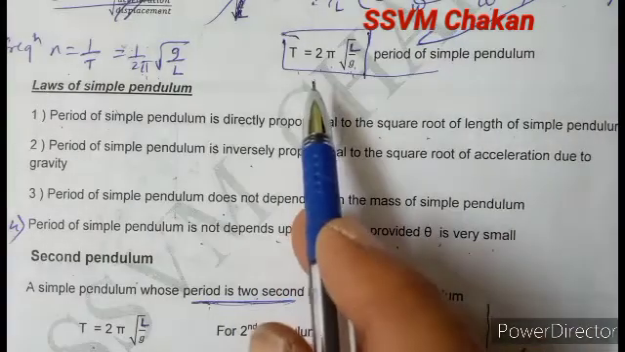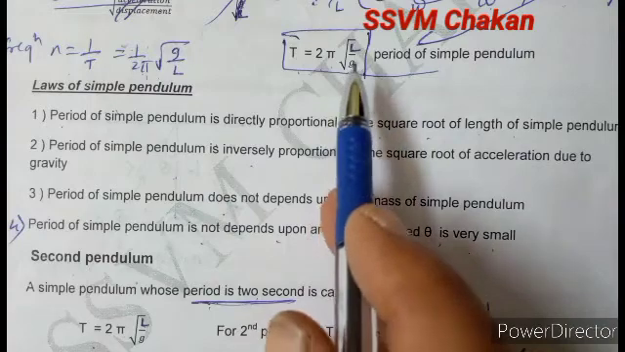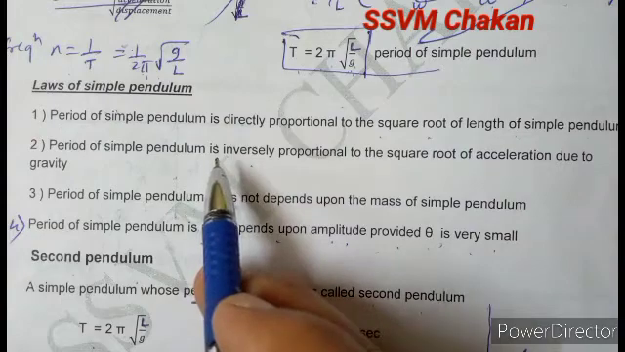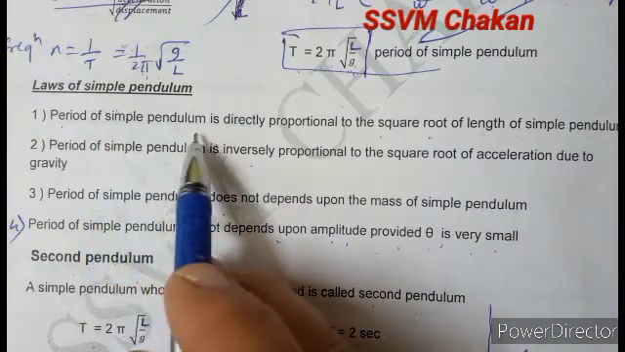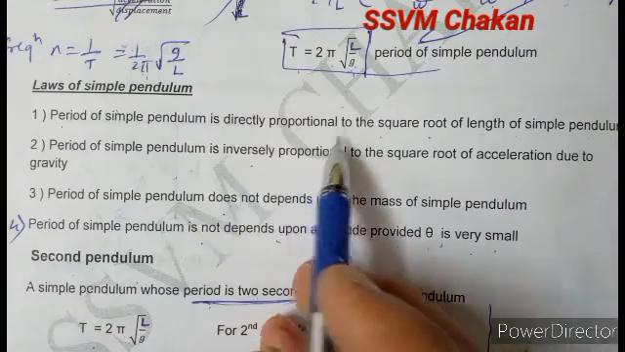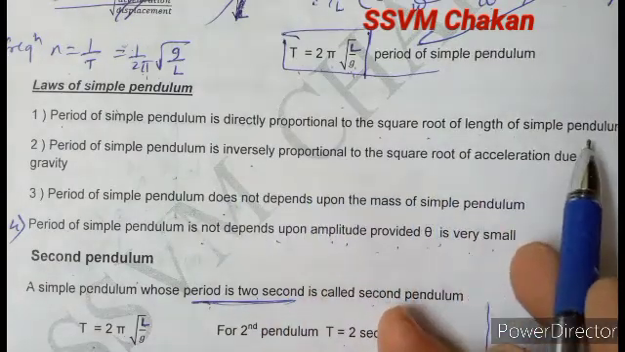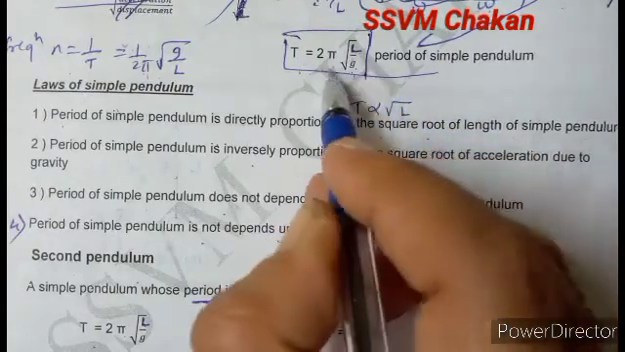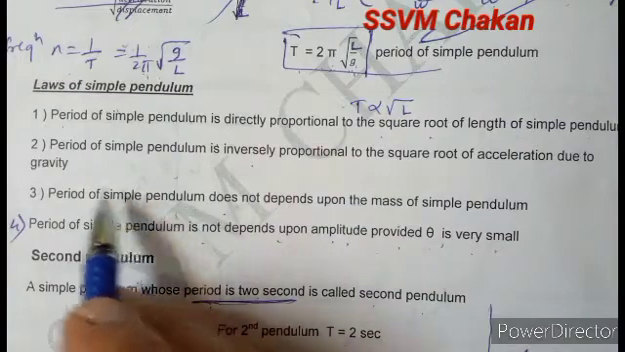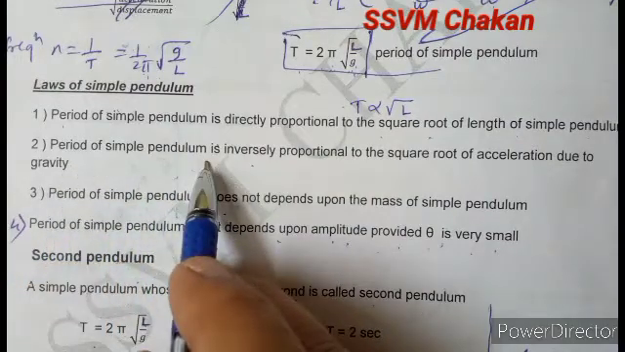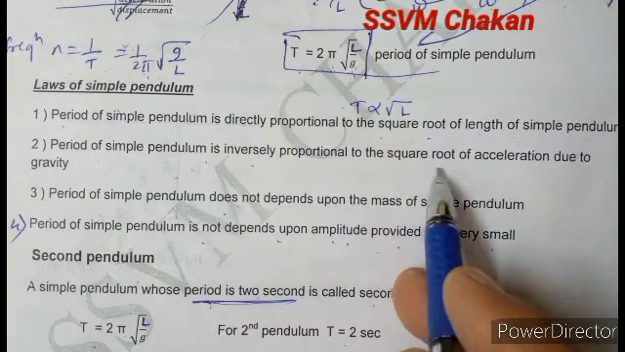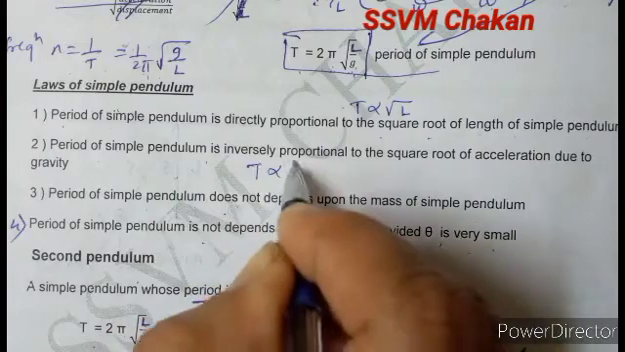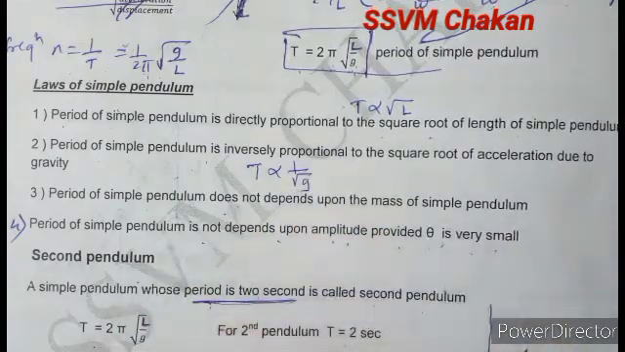As we have calculated, period T is equal to 2π square root of L divided by g. From that you may write the laws of simple pendulum. First law: period of simple pendulum is directly proportional to square root of length of simple pendulum. That means T is proportional to square root of L. Second law: period of simple pendulum is inversely proportional to the square root of acceleration due to gravity. That means T is inversely proportional to square root of g.